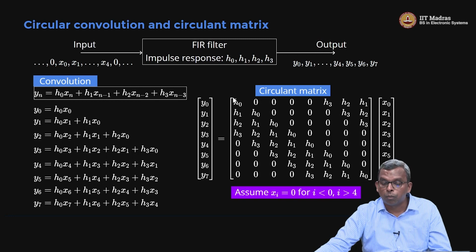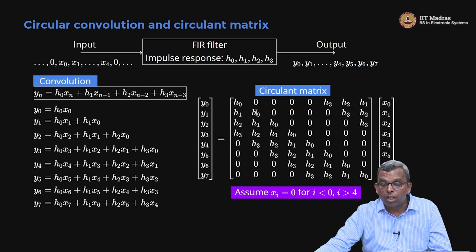What is circulant? You take the first row here, it will be H0, 0, 0, 0, 0, H3, H2, H1. Remember X5, X6, X7 are all 0, so these things don't matter. If you multiply, you will only get H0 X0. So don't worry too much about it.